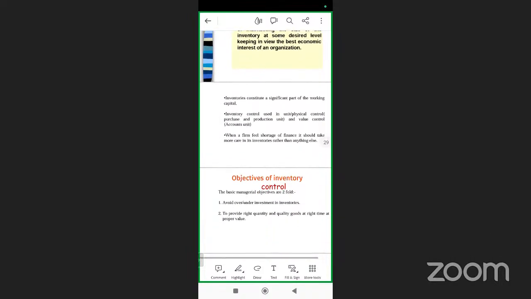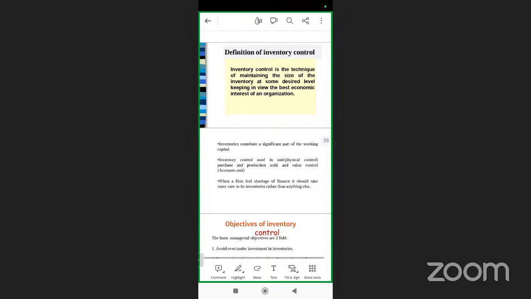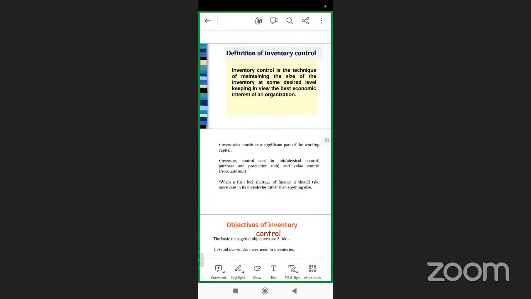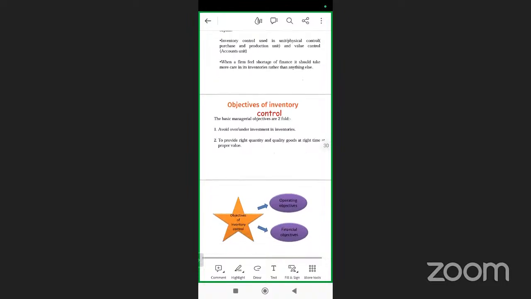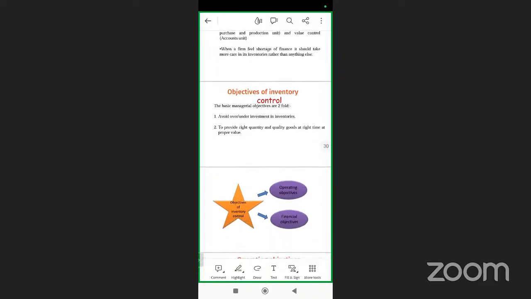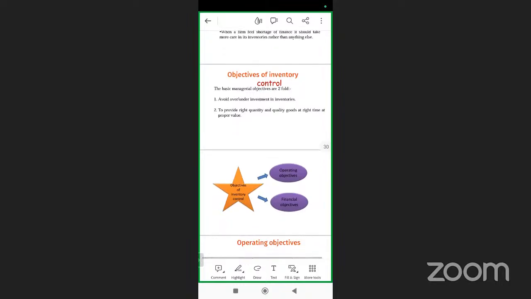Now, here, let us go into inventory control. What is inventory control? It is a technique of maintaining the size of the inventory at some desired level, keeping in view the best economic interest of an organization. What are the objectives of inventory control? To avoid excess investment in inventories. Second one is to provide the right quantity, the right goods at the right time.